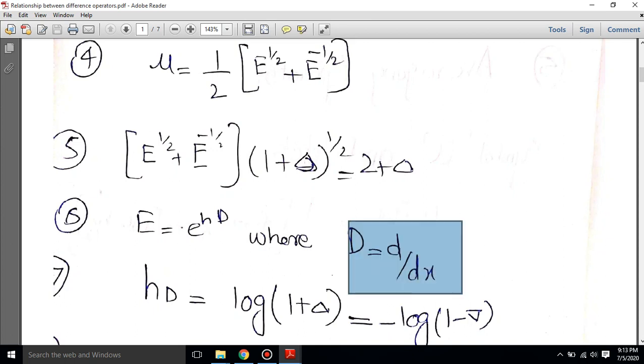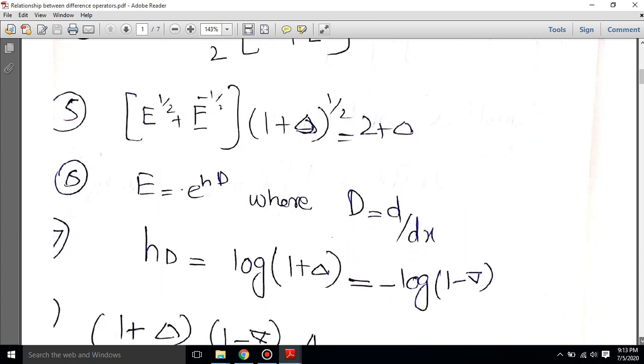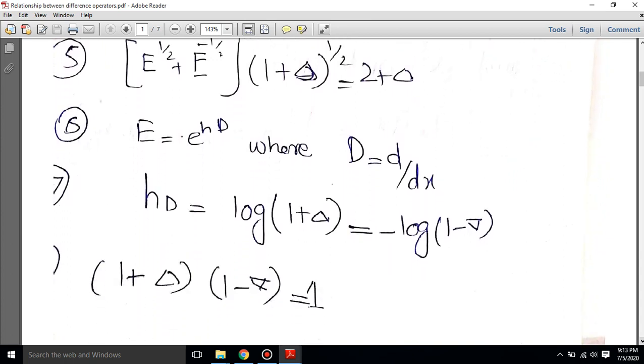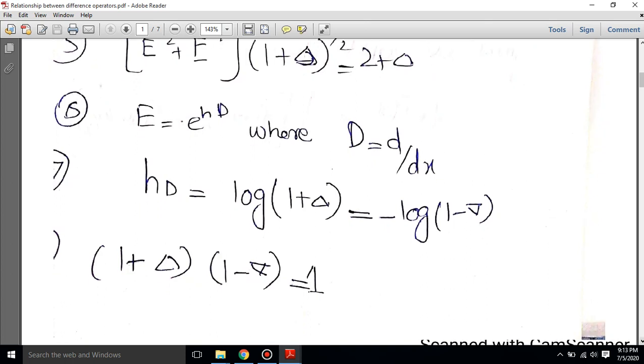Okay, I am going to show you in the lecture how we are going to do this. And then we are going to have this one as well: hD will be equal to log of 1 plus del, and that is equal to minus log of 1 minus this one, the backward difference operator. And again, 1 plus del minus 1 plus the backward difference operator is equal to 1 here. So we are going to start with our first one.